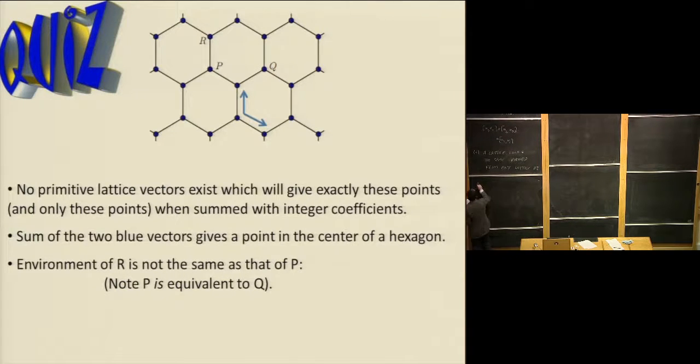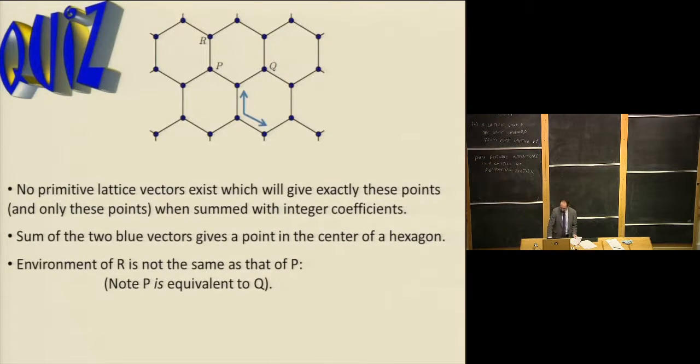Fact. Any periodic structure is a lattice of repeating motifs. Okay. Any periodic structure, this is just a fact, is a lattice of repeating motifs.